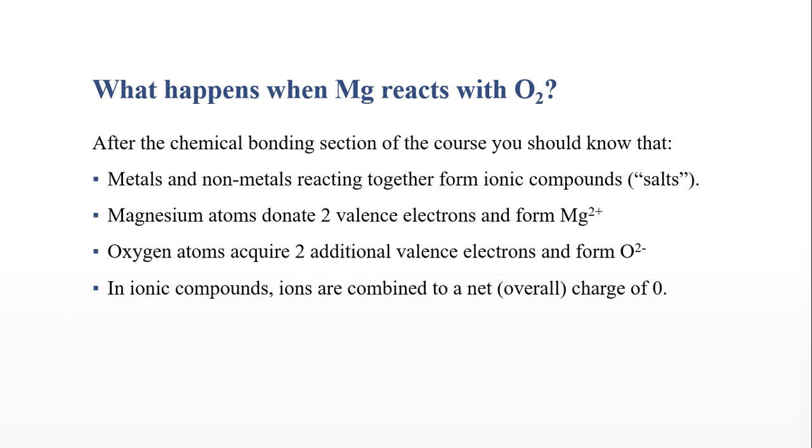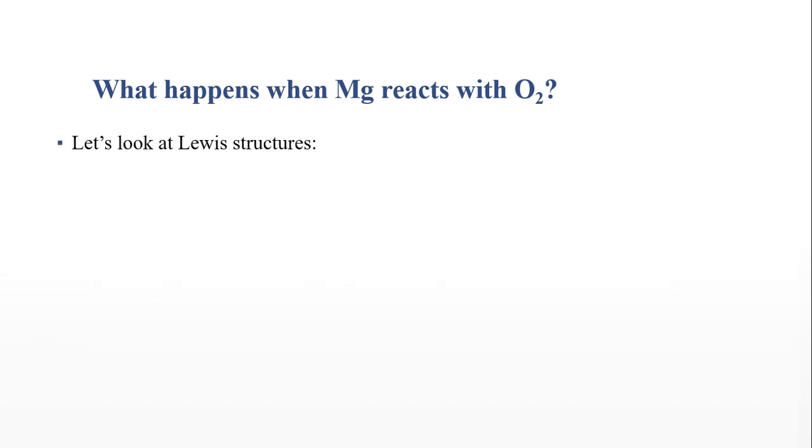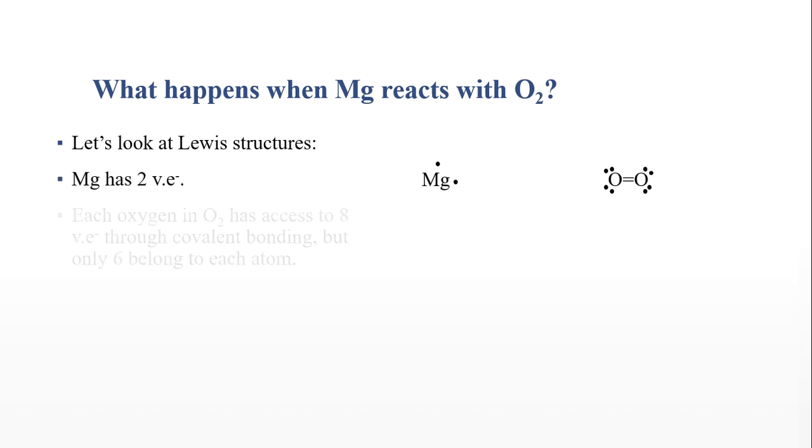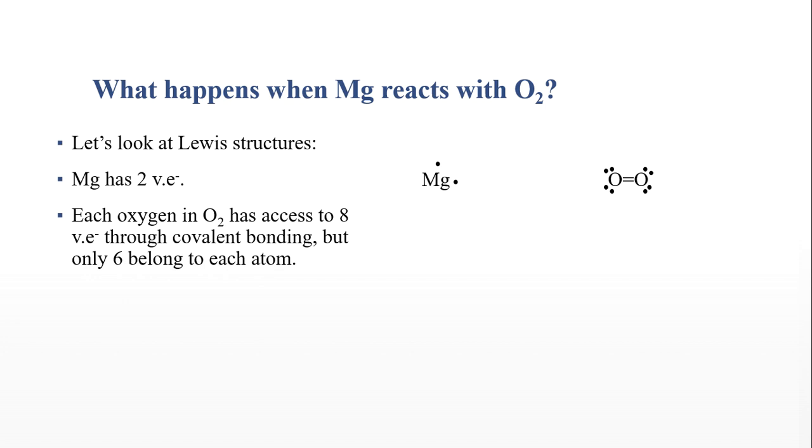So we're going to look at that. So we're going to look at the Lewis structures. That's an easy way of illustrating the electrons. Here you have the Lewis structure of magnesium. It has 2. And here we have the Lewis structure of oxygen to the right. So magnesium here and the oxygen molecule here, because this is a molecule, right? You see a lowercase number here indicating that we have intramolecular bonding going on.